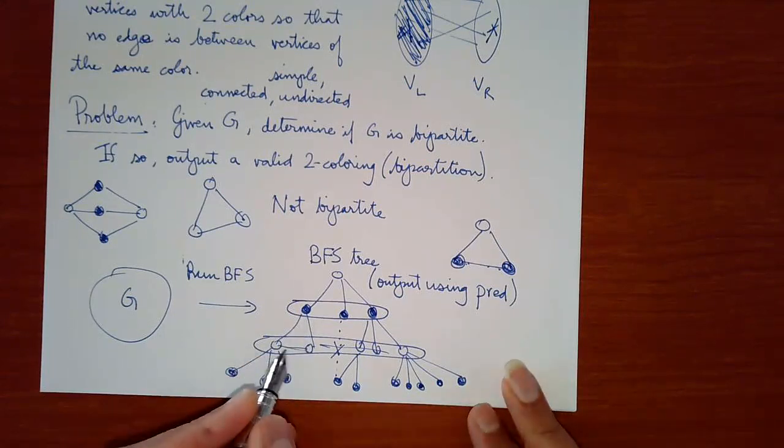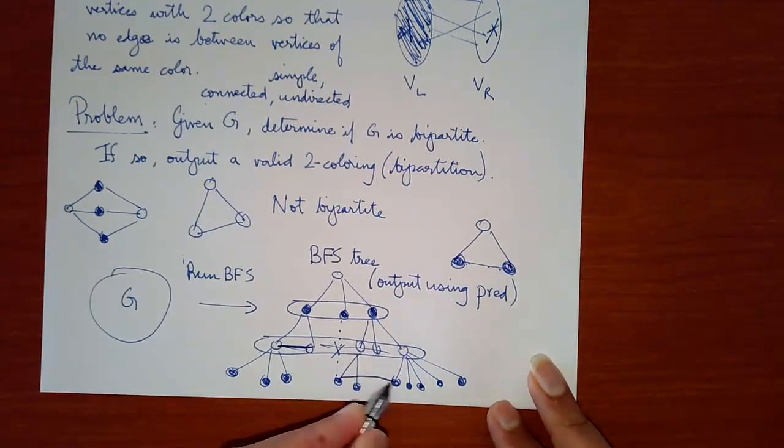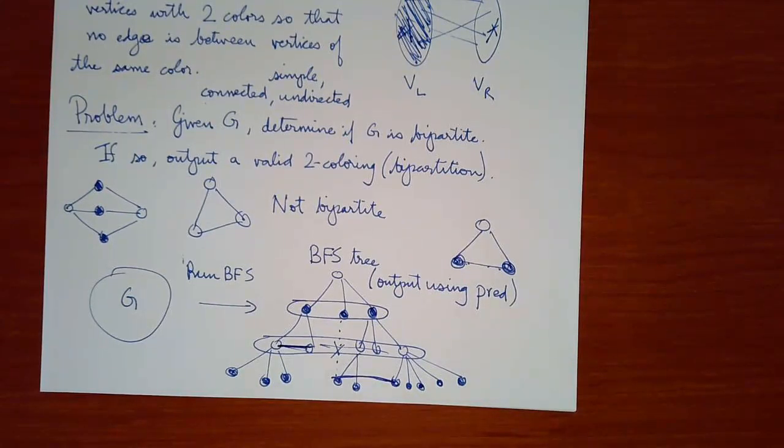Now, what happens if there is an in-layer edge? Suppose there's an edge of this form. What happens? Same distance, right? They will have the same distance from the root. When we get to one of them, the other will have already been visited. True. If that edge exists, doesn't it mean that it's not bipartite? Why?